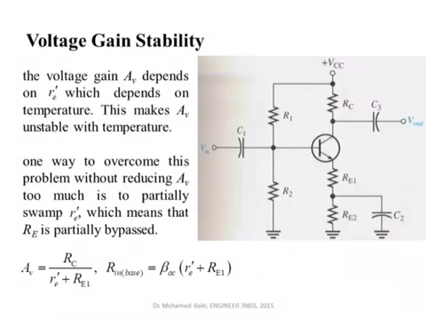And as well, the input resistance will be more stable because instead of multiplying by a small number that varies significantly with temperature, you are multiplying by a bigger number that's more stable with temperature. So this is something that's very important to remember, that for all BJTs, most of the parameters are really temperature dependent.